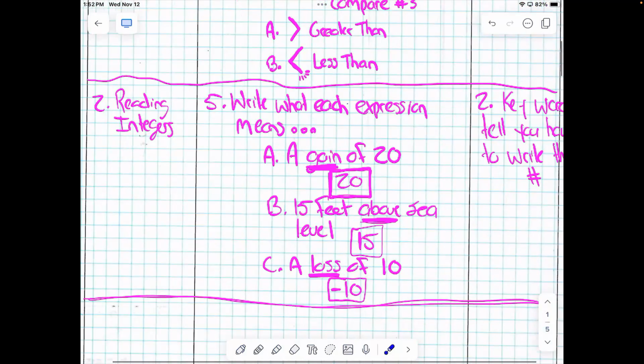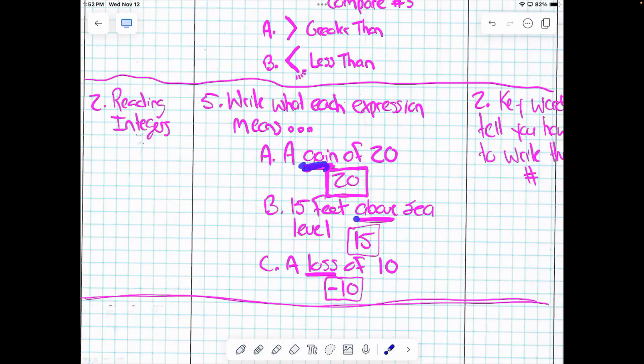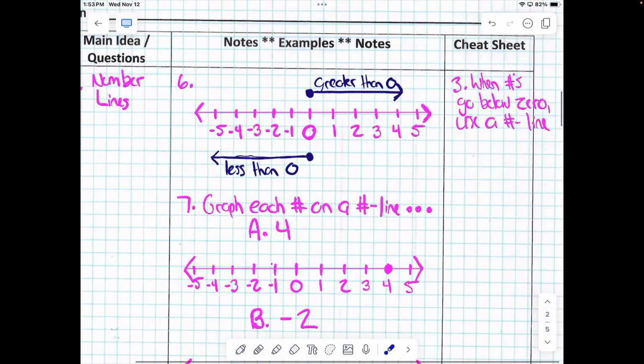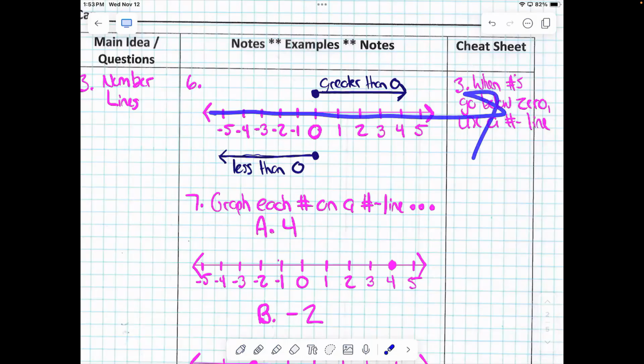So you guys, I know you know how to do these, right? But these words that I underline, what do we call those kind of words? Keywords. Keywords tell us if the number is going to be either a positive or a... negative number. Nice.